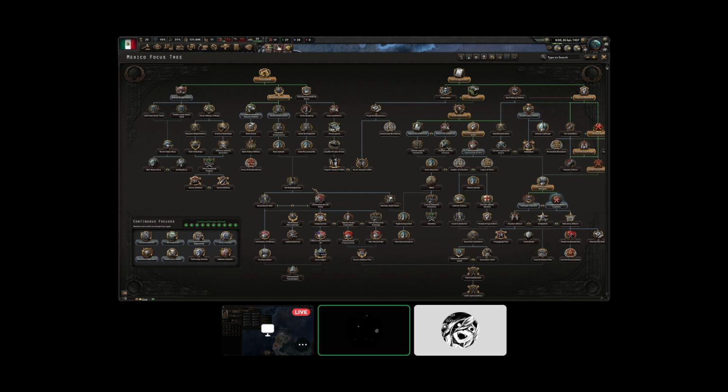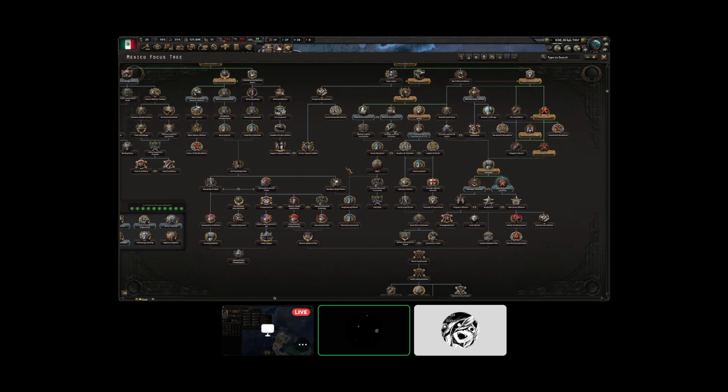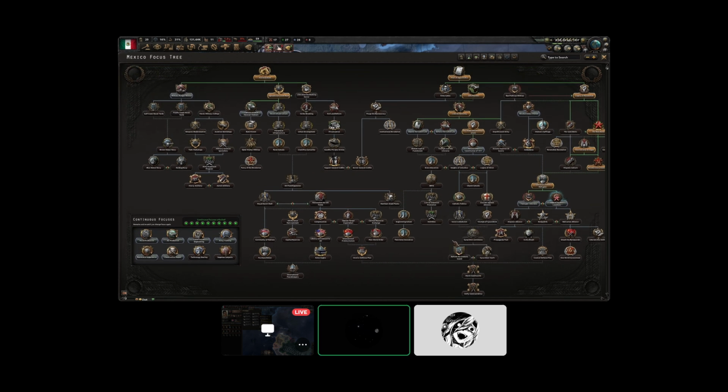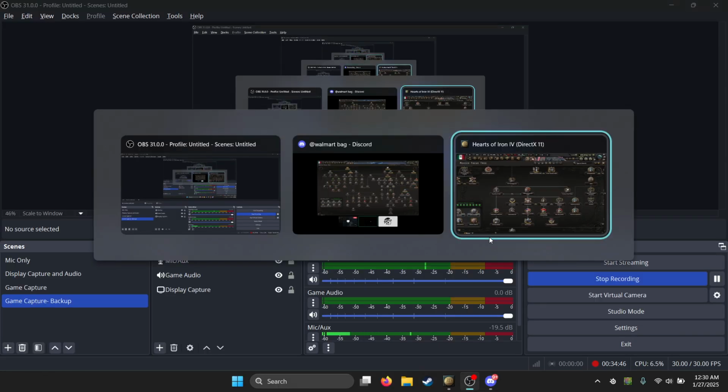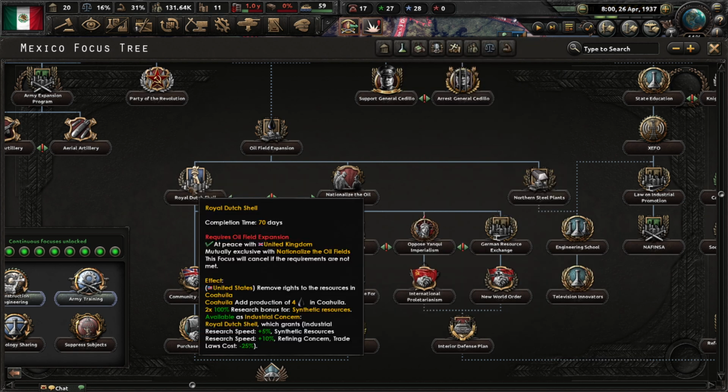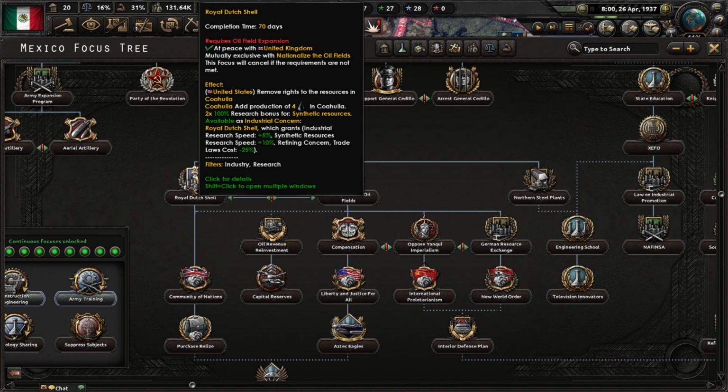Sometimes people do tech sharing if they're in a really large faction, or resistance suppression if they're suffering really high resistance, but continuous focuses are almost never worthwhile. But nationalizing the oil fields can also risk that the United Kingdom might decide to invade you. If you take Royal Dutch Shell instead, it expands the oil fields in Coahuila, and you still regain the resource rights in Coahuila.